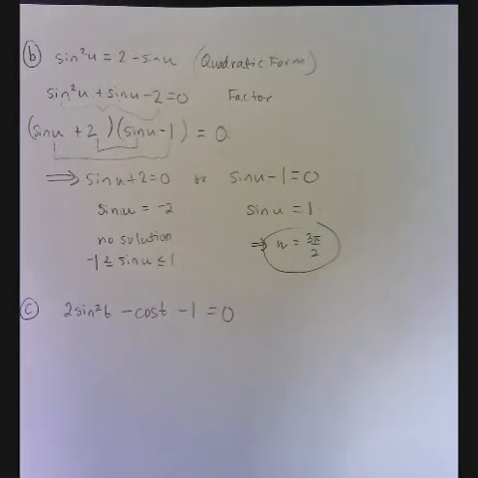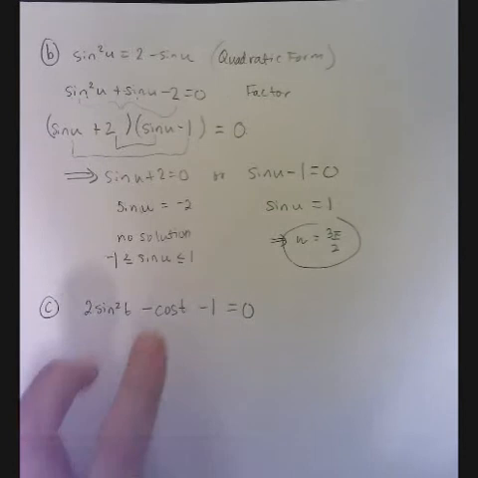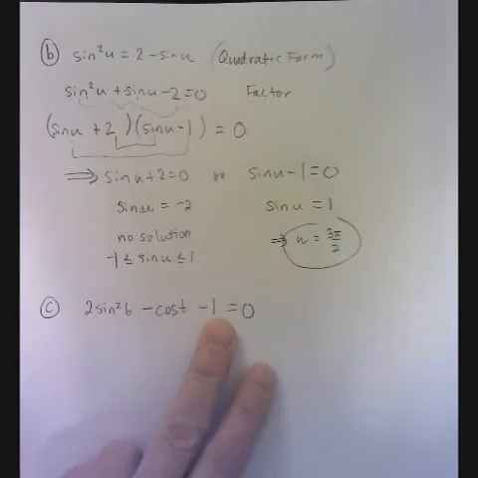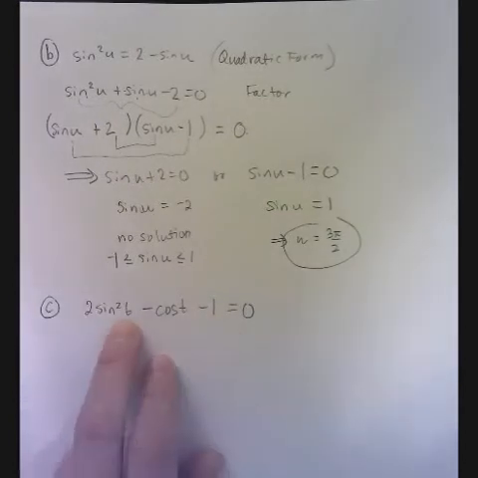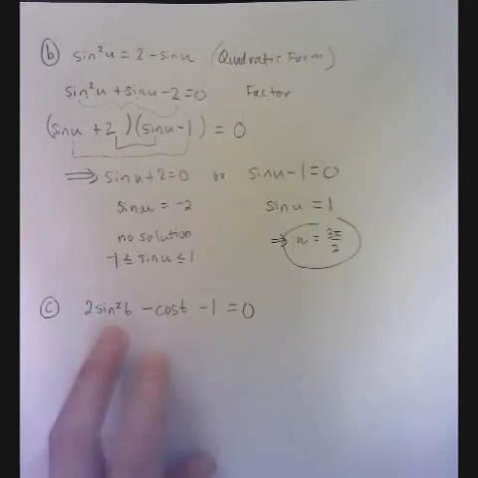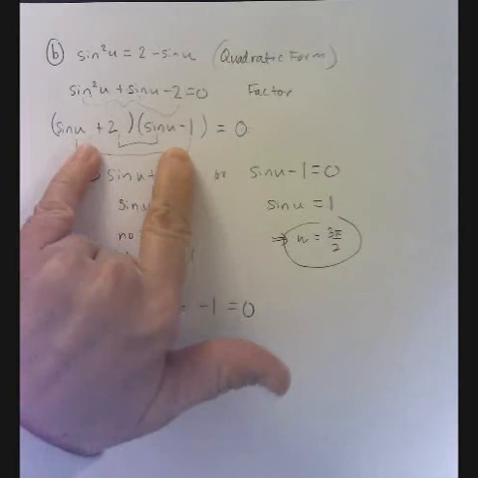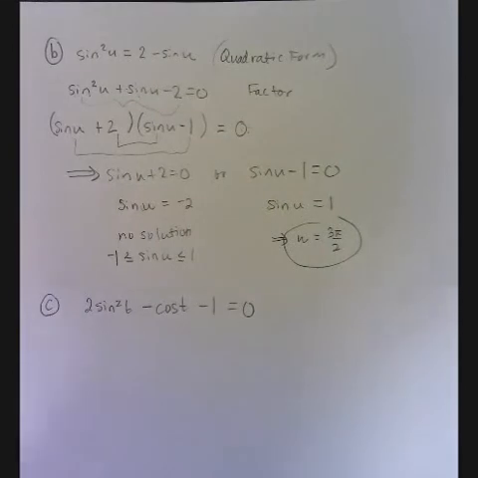Okay. So this one is trickier than the last one because we have two different functions. It sort of looks quadratic, right? You got the squared and then the first power and then the constant, but they're different functions, so it doesn't work to use factoring like this. So when something like this happens, we have to look to our identities.